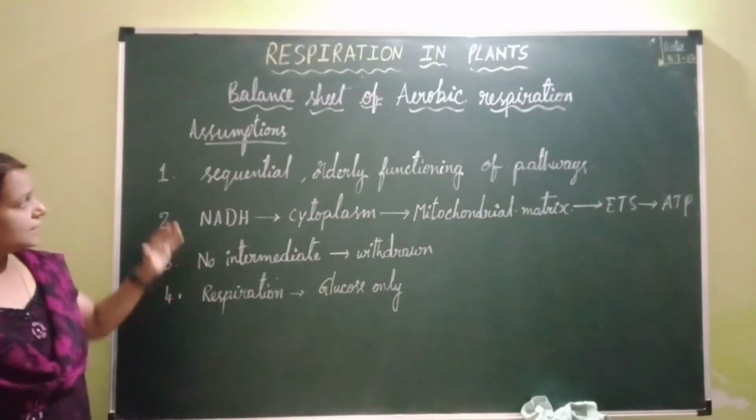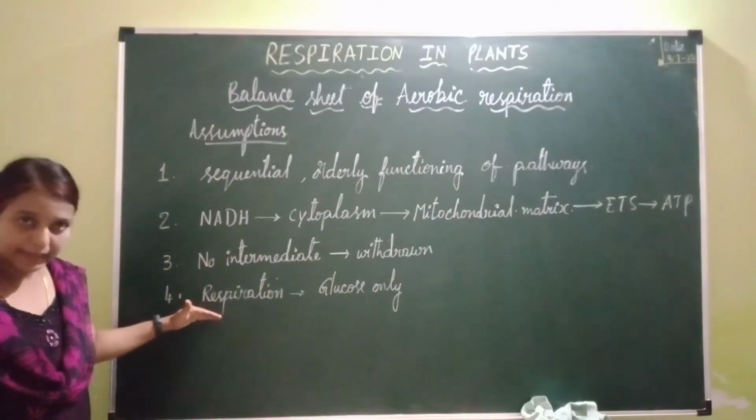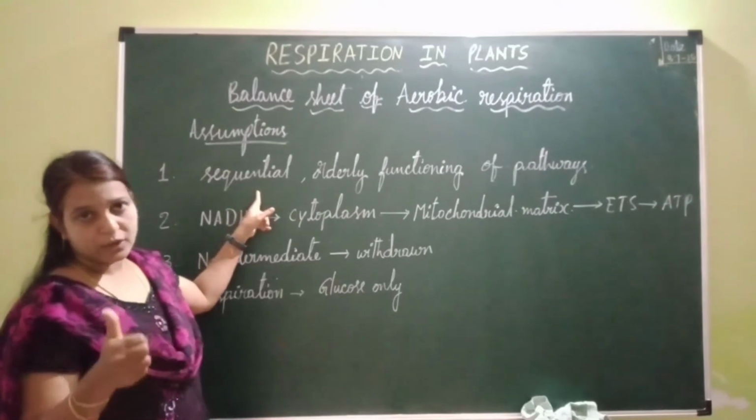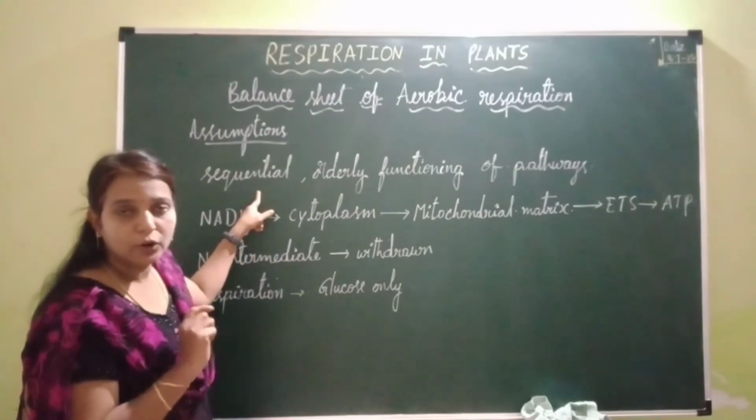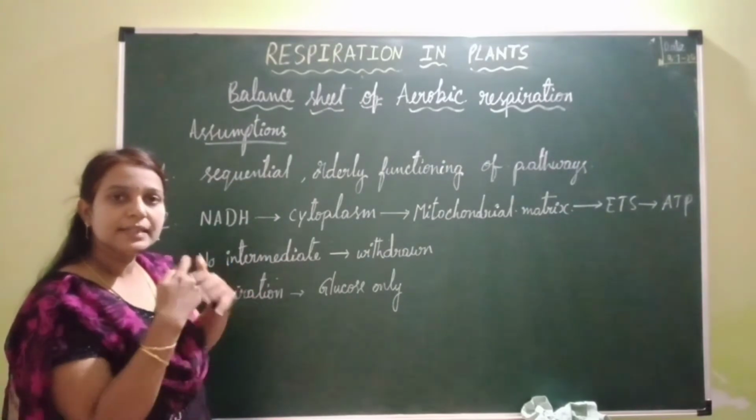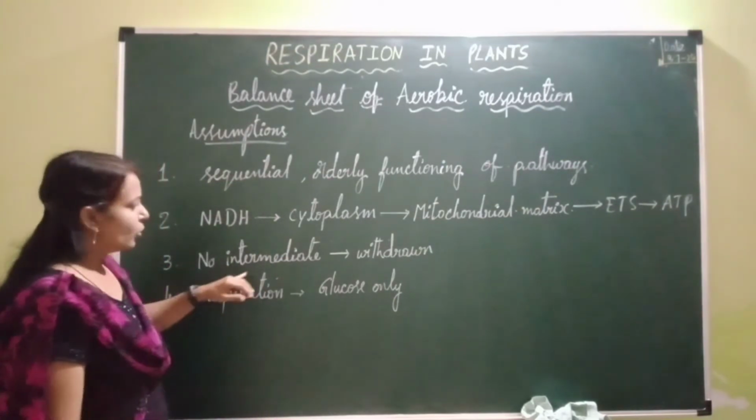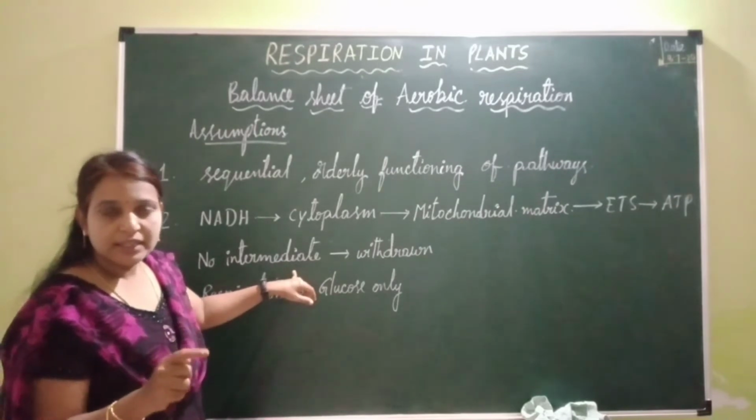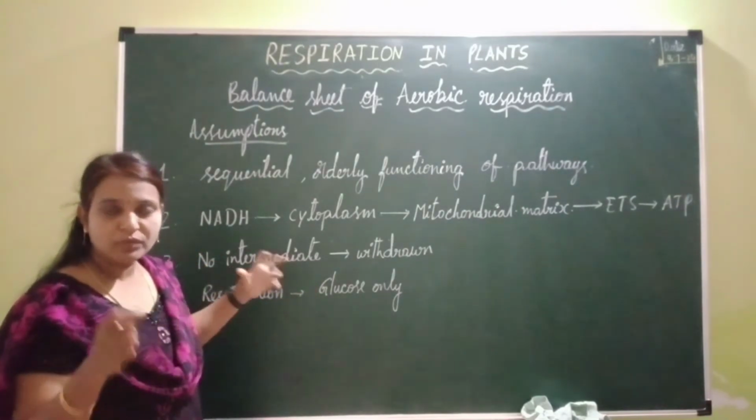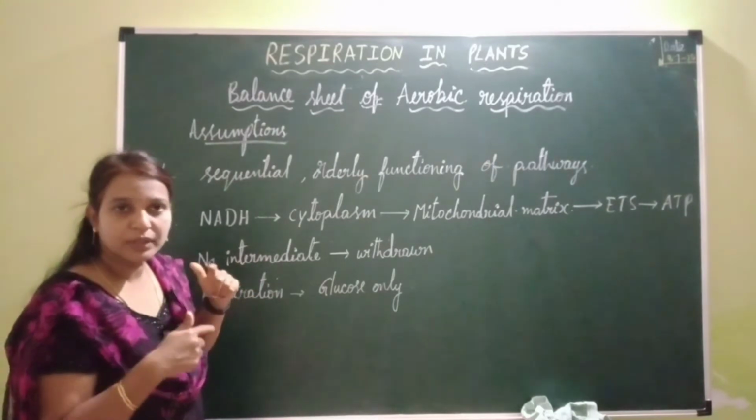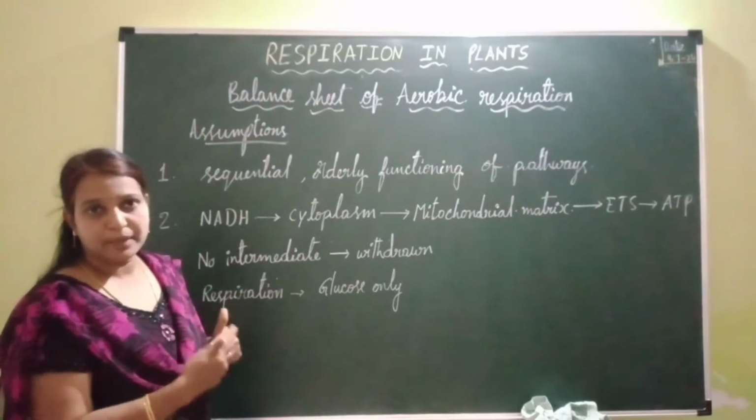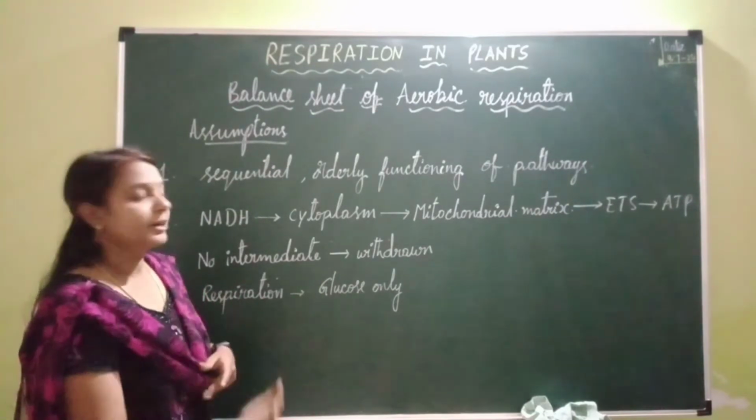Actually, in reality, these assumptions are not correct, because in living systems, pathways like glycolysis, link reaction and Krebs cycle do not occur in a sequential manner. They can occur simultaneously inside the same cell. And intermediates are withdrawn: the intermediates formed during the respiratory pathway can be withdrawn and utilized as precursors for the synthesis of other biochemicals required by the cell, as per the requirement of the cell.